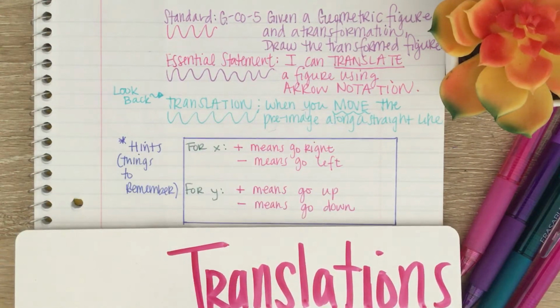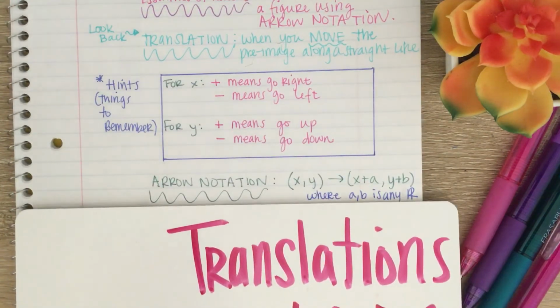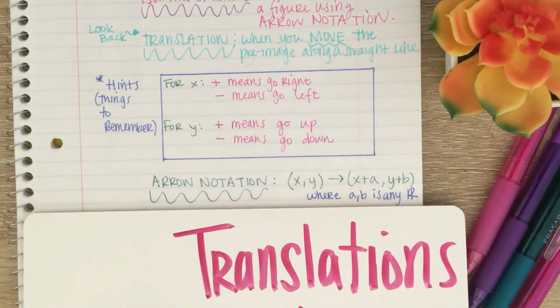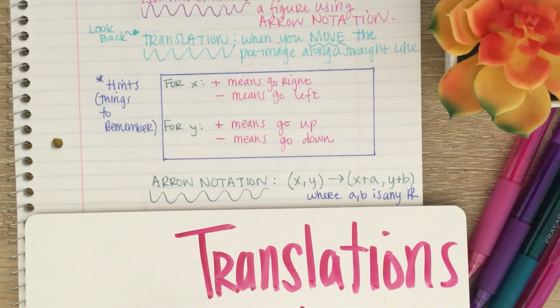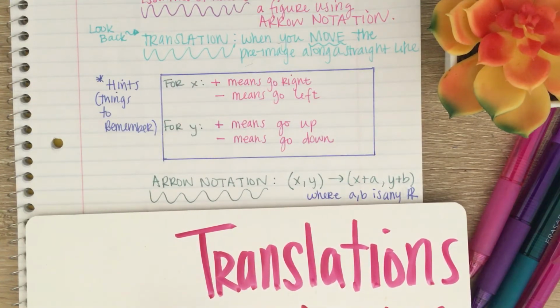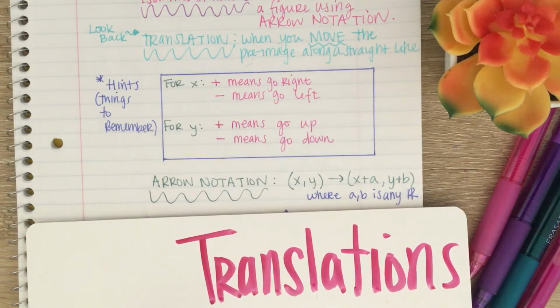Now, what is actual arrow notation? Arrow notation means you take your ordered pair, x comma y, and it goes to x plus a comma y plus b, where a and b are just any number. Don't worry about that. It'll be any number.